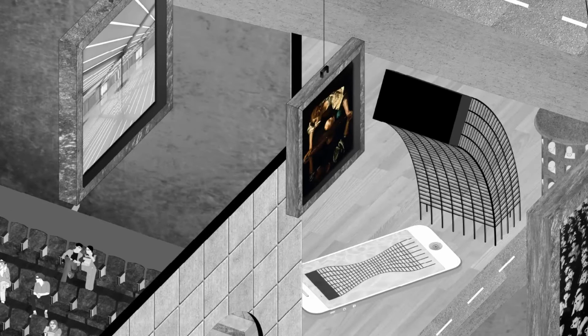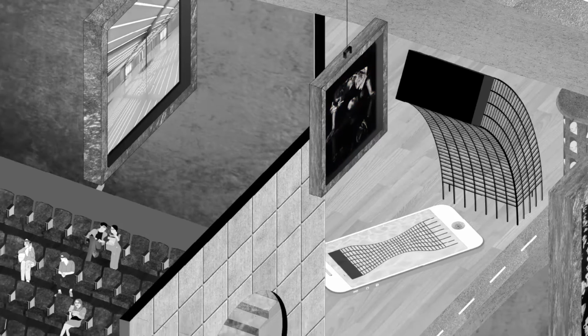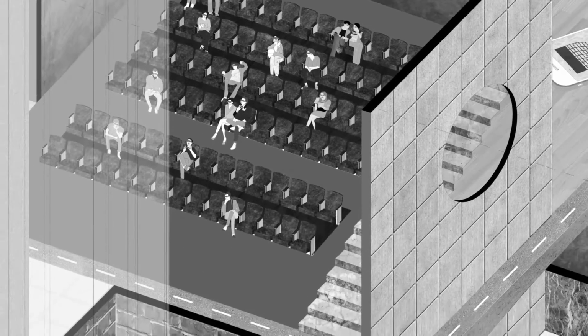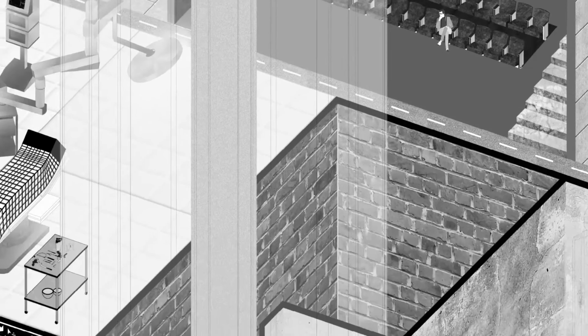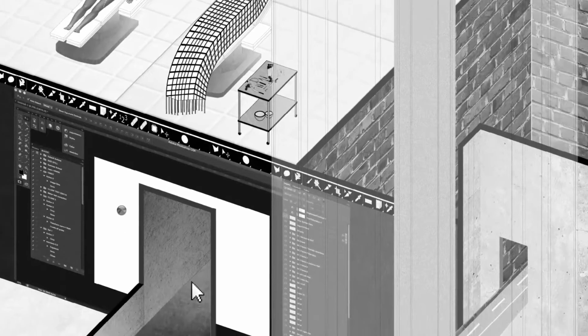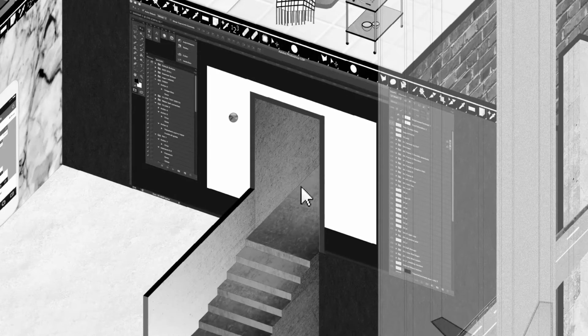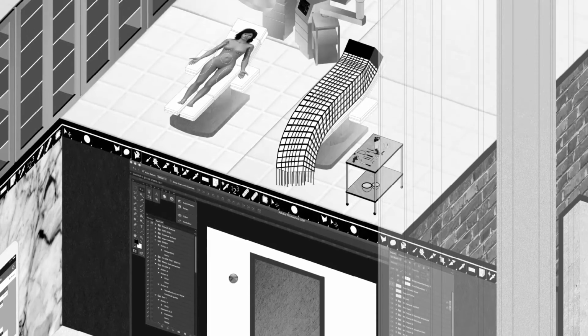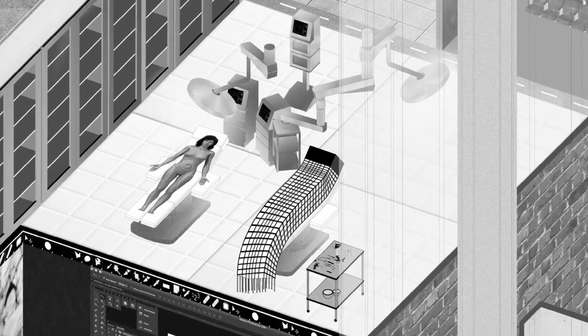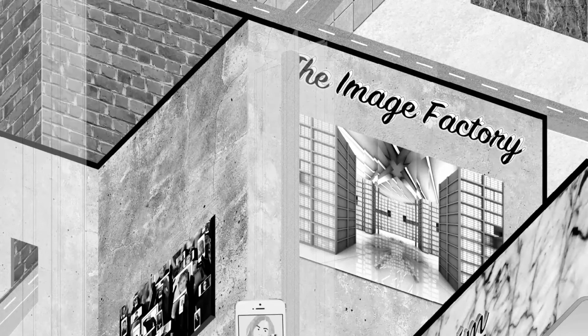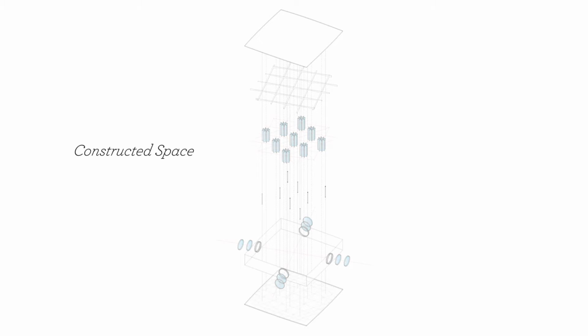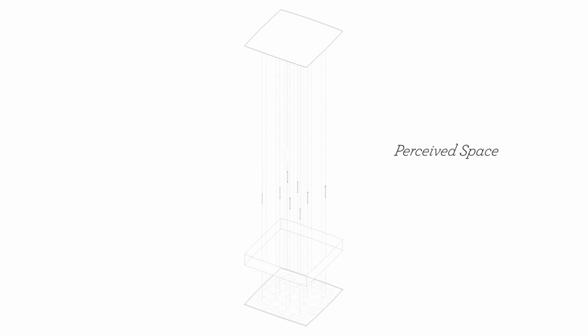Just like the Narcissus myth, the action of looking at oneself on a flat surface that now allows you to edit that reflection brings up an important question in relation to the way we portray architecture. That is, do we Photoshop or do we operate? The image factory does neither. It stands in the line between the constructed and the perceived space. It explores the possibility of editing space in the real world. It is a real-life Photoshop.